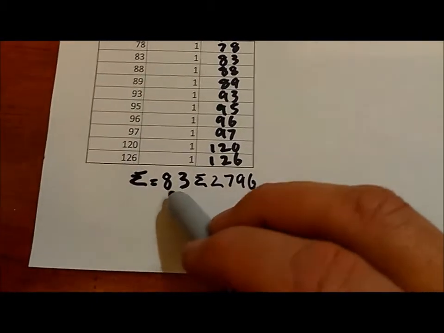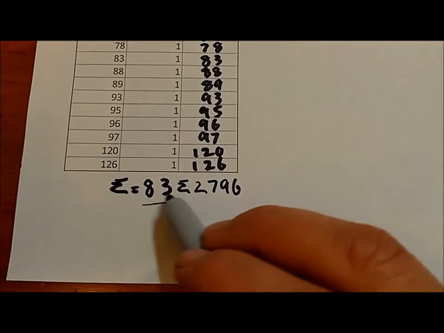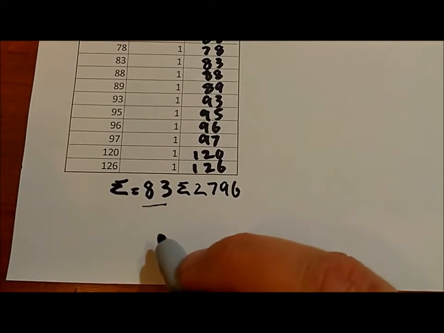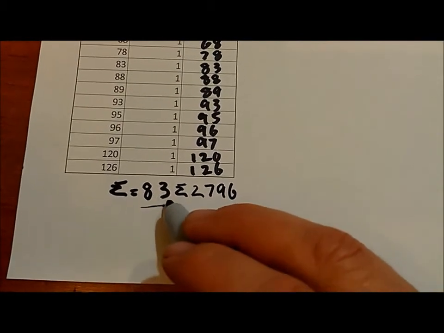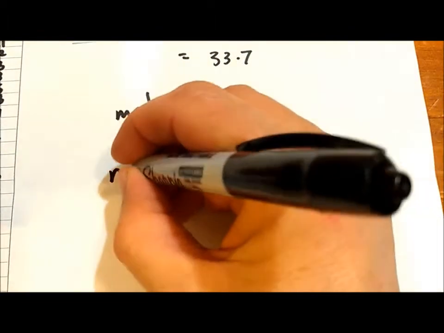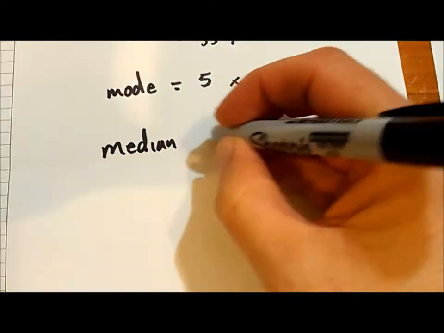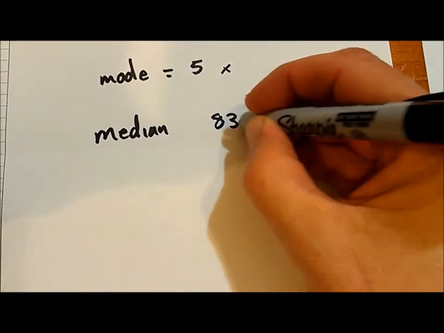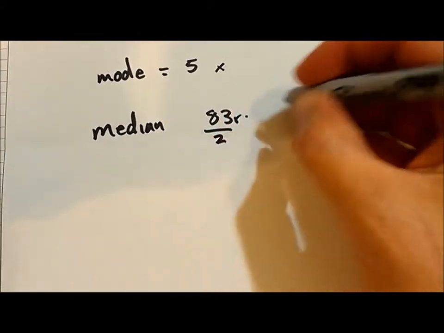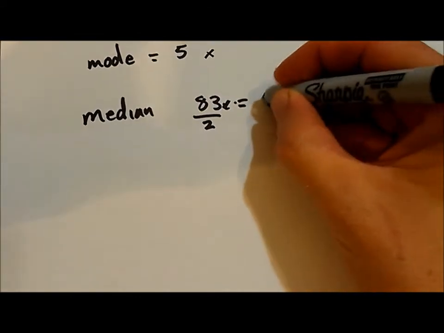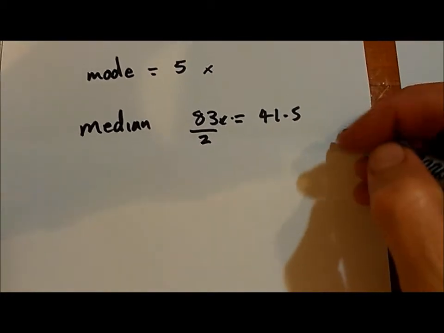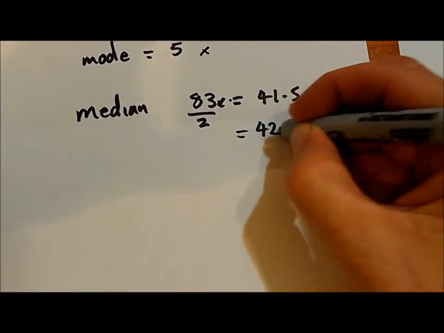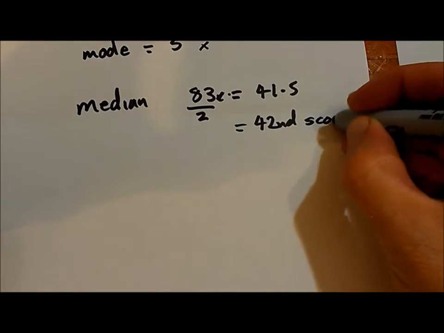Shane Watson's scores, again a lot more scores. In fact, there's 83 scores. So the median score must be around the 41.5 mark. Now obviously 41.5 doesn't make sense. So the median, if we have an odd number of scores, we're going to find the middle of them, which is 83 divided by 2, 41.5. So I'm going to round that up and say that's the 42nd score.